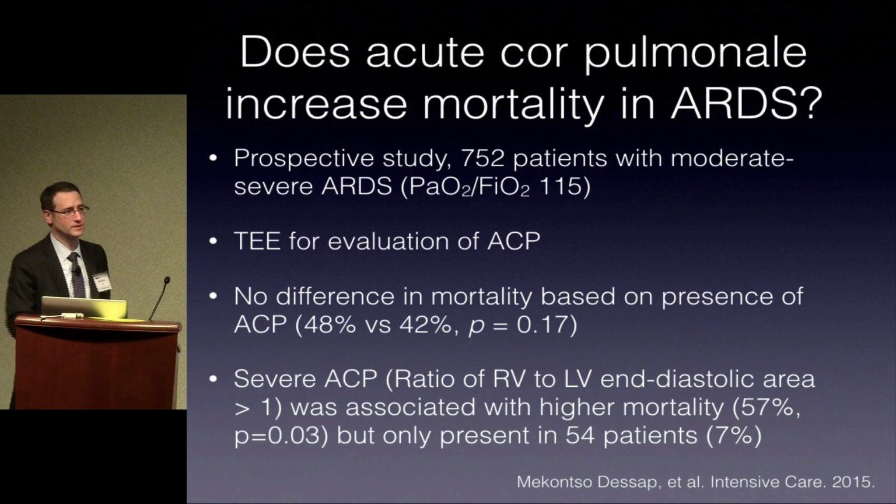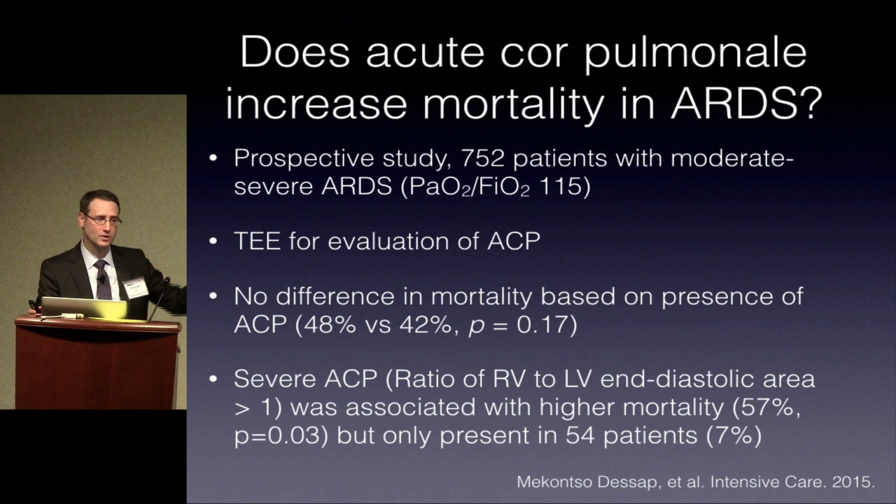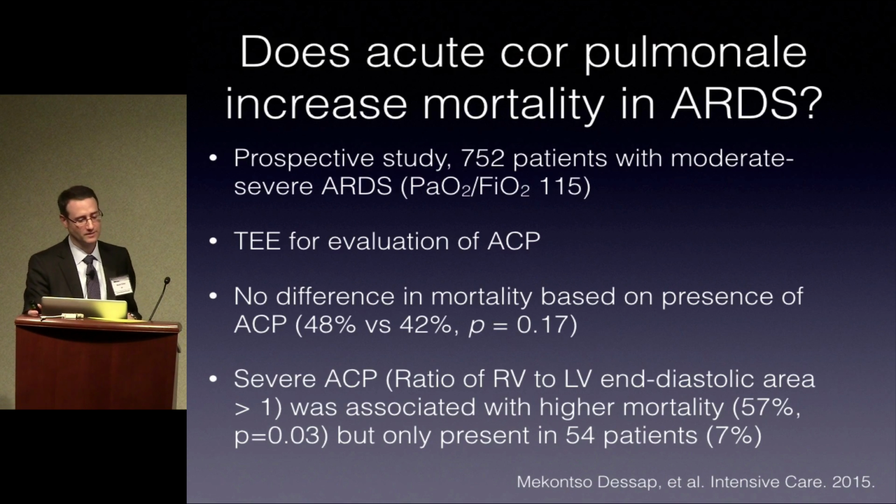So the real question is, does acute cor pulmonale increase mortality in ARDS? They published this prospective study on 752 patients with relatively severe ARDS, defined as a PaO2-FiO2 ratio of 115. Again, everyone in their cohort, because it was their practice, had a transesophageal echocardiogram within the first 3 days. And what they found is a fairly high prevalence, around 22, 23%.